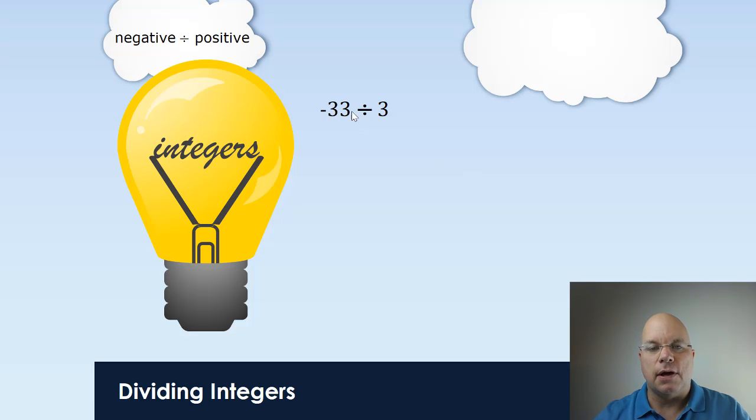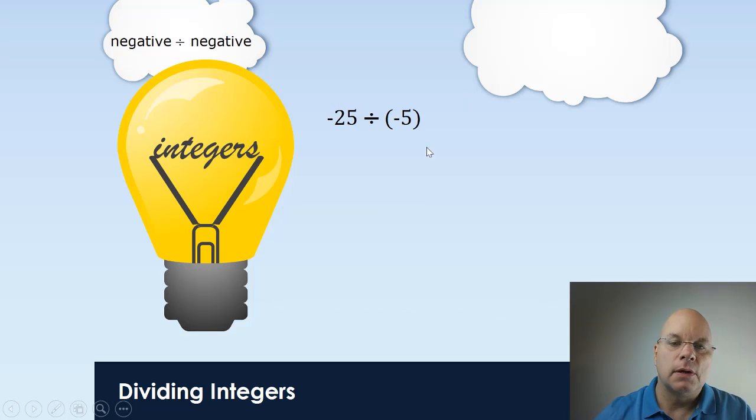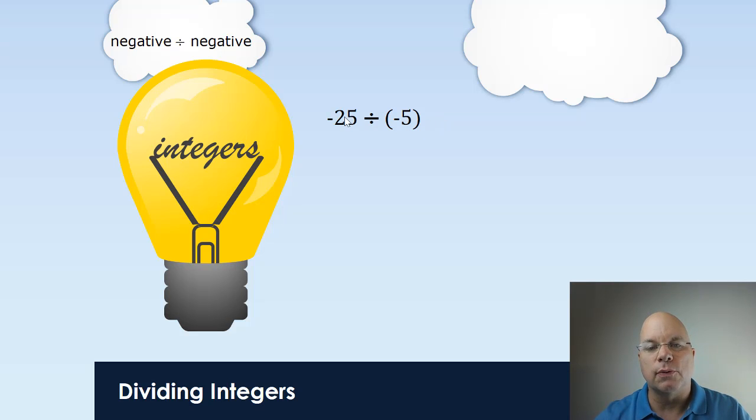Negative divided by positive, also negative. Negative 33 divided by 3, negative 11. Negative 54 divided by 18, negative 3. Negative divided by positive, negative. Negative divided by negative, same as negative multiplied by negative, it's positive. So negative 25 divided by negative 5 is 5.